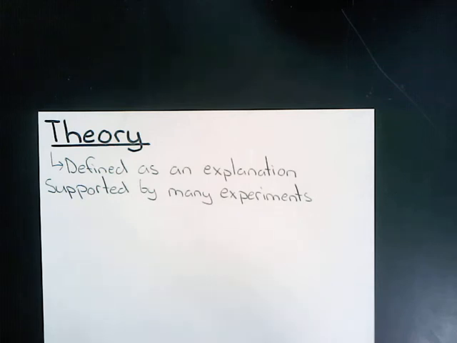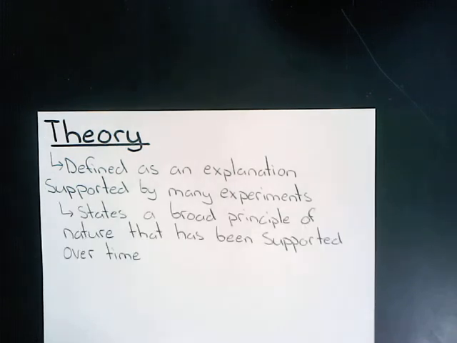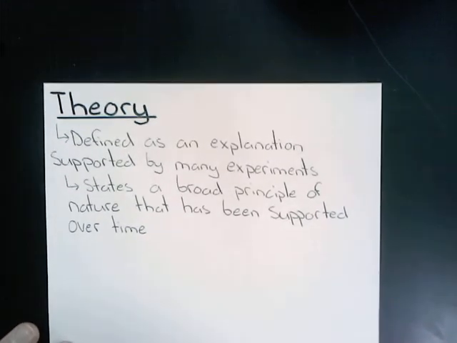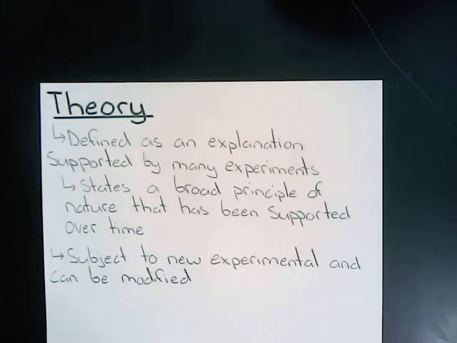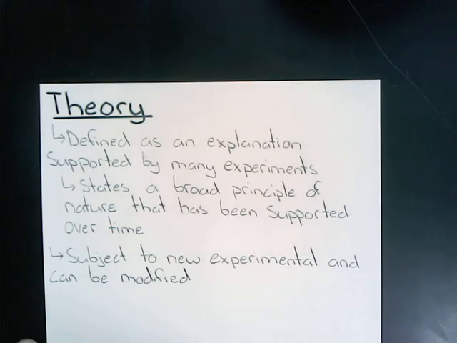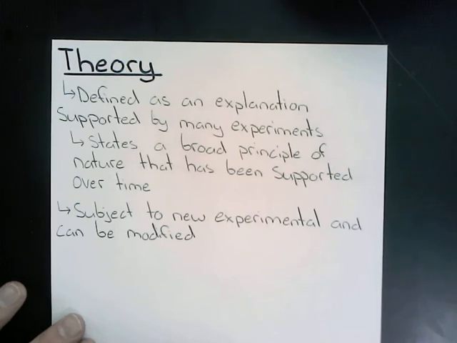Now, also here, a theory is going to state a broad principle of nature that has been supported over time. Now, a theory is subject to new experimental data and can be modified. And also, a theory is considered successful if it can be used to make predictions that are true.